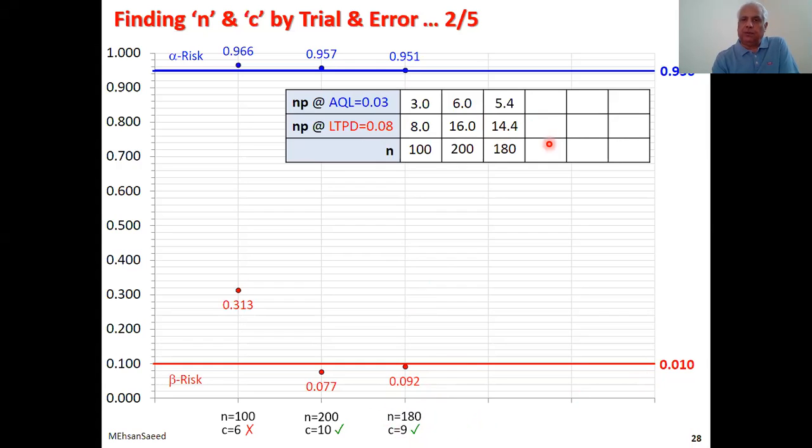Let's tweak down more. Let's take 160. N is equal to 160. So if N is equal to 160, lambda at AQL will become 4.8, and lambda at LTPD would be 12.8. 16 8s are 128 and 16 3s are 48. Yes. So let's now enter the Poisson tables at 4.8. Let me note it down: 4.8 and 12.8. So, Poisson tables.